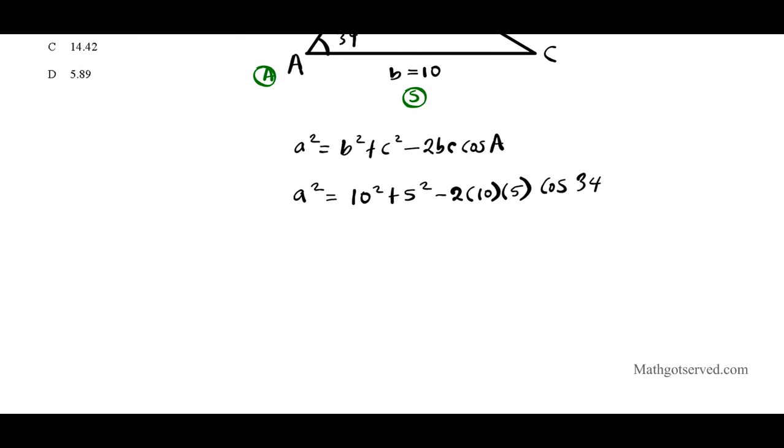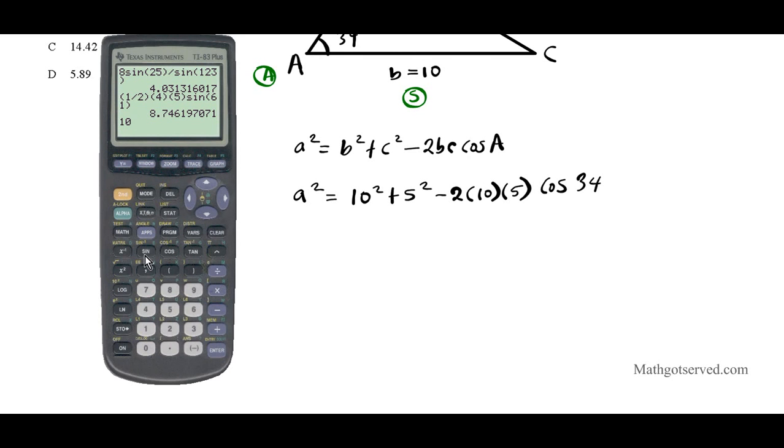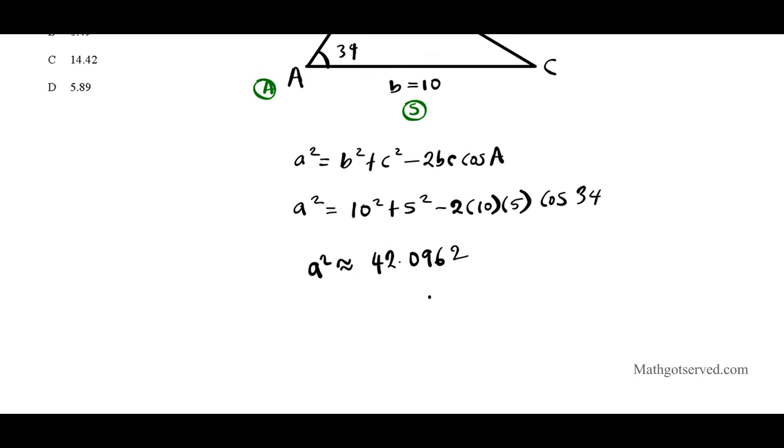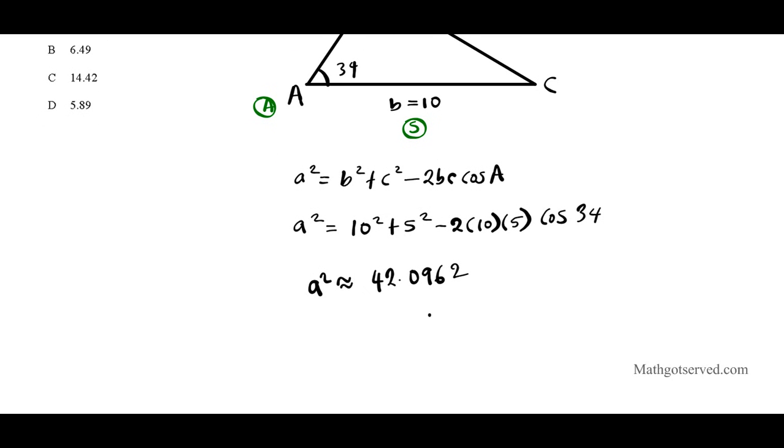So what do we have? 10 squared plus 5 squared minus 2 times 10 times 5 cosine 34. The answer is 42.0962, so a squared is approximately 42.0962. We're not done yet. We have to take the square root of both sides to get the value of a.